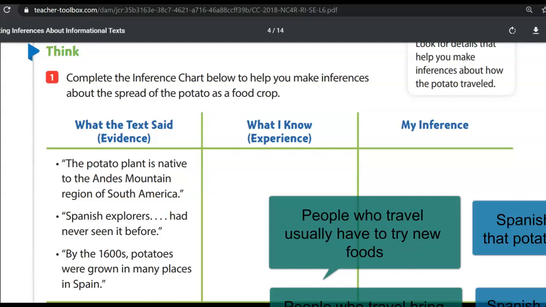A third inference that I can make is that people in Spain started raising potatoes for food. It doesn't say that directly in the text, but it says that Europeans decided that it was safe to eat and that they brought it with them to North America. So that tells me that they decided that potatoes were safe to eat and started raising it as a food crop. Did you come to the same conclusion?